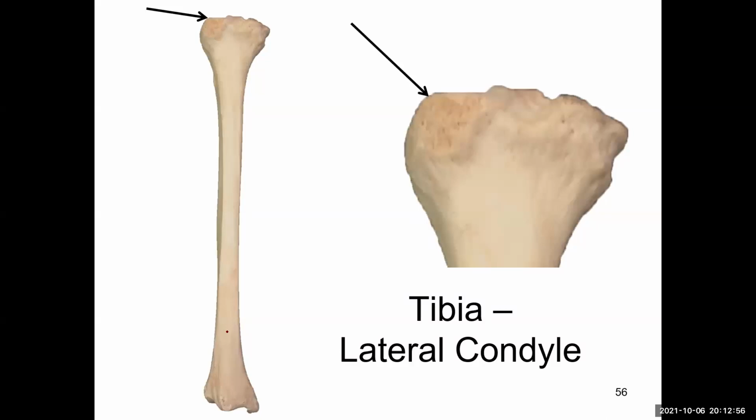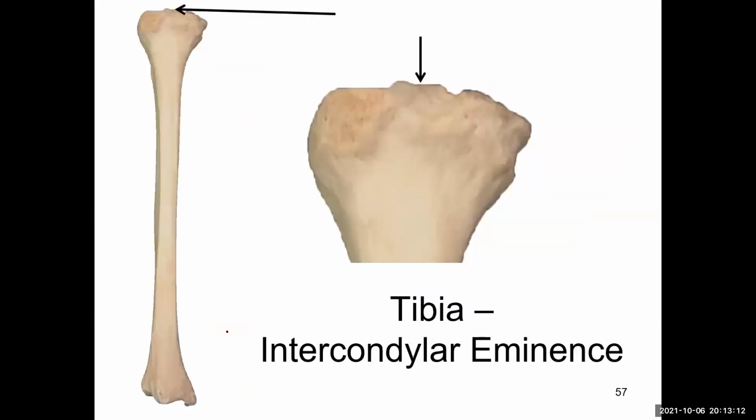All right, so the lateral condyle of the tibia will articulate with the lateral condyle of the femur. Same with the medial condyle. The medial condyle of the tibia will articulate with the medial condyle of the femur. So in between the condyles of the tibia, you have this little raised area there. That's the intercondylar eminence. Things like to attach to that structure.